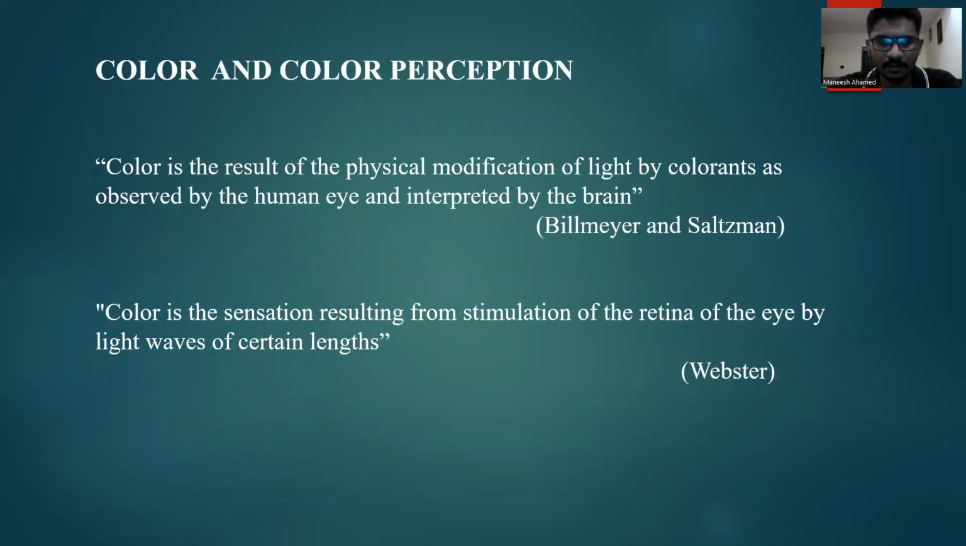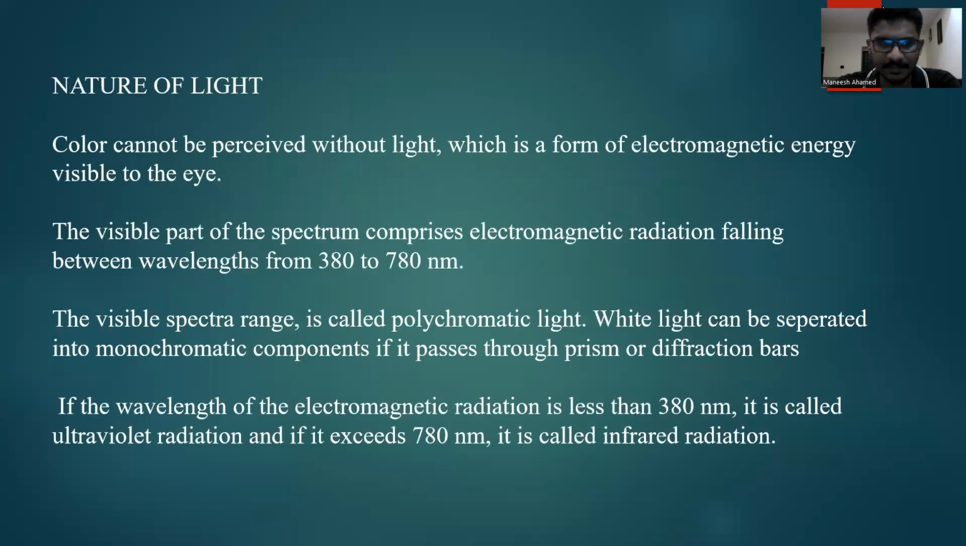Coming to another important physical property, that is color and color perception. Color is a result of physical modification of light by colorants as observed by the human eye and interpreted by the brain. Color is again defined as the sensation resulting from stimulation of the retina of the eye by light waves of certain lengths.